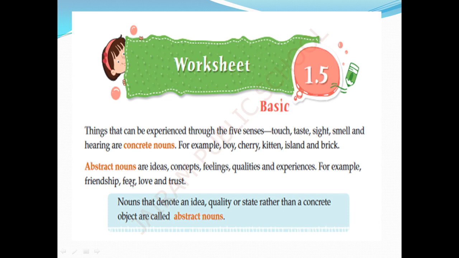When we go for abstract nouns, all the five senses cannot be used, but we can only feel emotions. Those are abstract nouns. Can you see fear? No. Can you see anger? No. Can you see hunger? No, but we can only feel it. These are all the things which come from our heart. So those are emotions. That is called abstract nouns. Nouns that denote an idea, quality, or state rather than a concrete object are called abstract nouns.